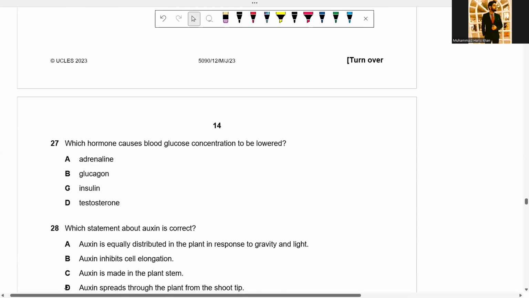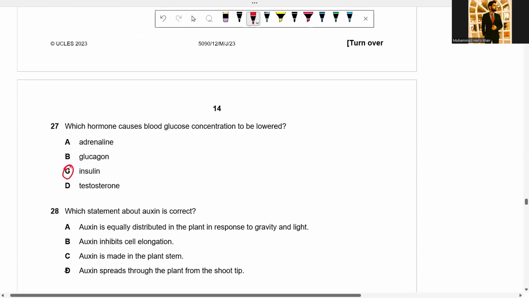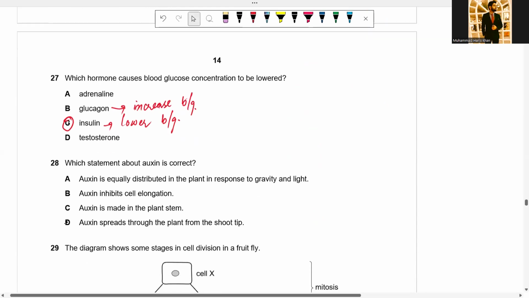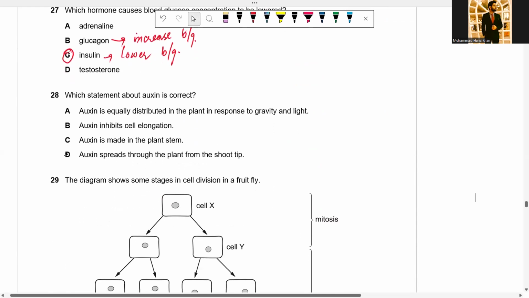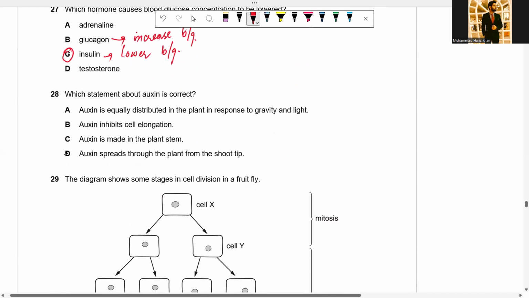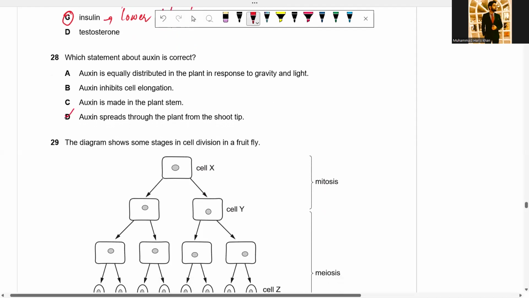Question number 27: which hormone causes blood glucose concentration to be lowered? The insulin lowers blood glucose, while glucagon increases the blood glucose level. Which statement about auxin is correct? Auxin is equally distributed in the plant. Auxin inhibits the cell elongation? No, it stimulates the cell elongation. Auxin is made up in the plant stem. Auxin spreads through the plant from the shoot tip. The answer will be B.